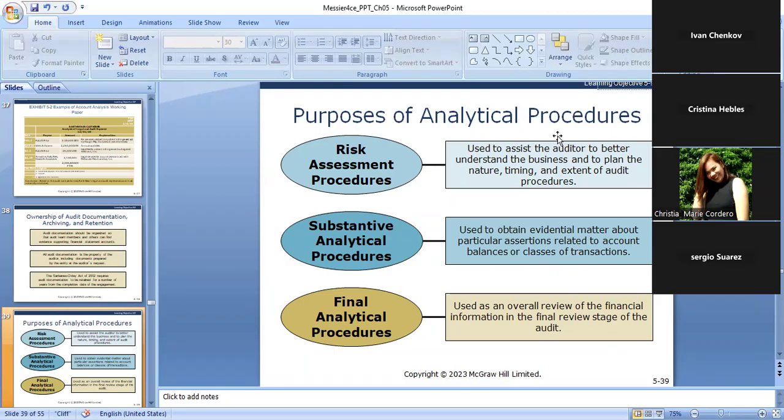Purpose of the audit procedures. Why do we need these audit procedures? First, for the risk assessment, to do the substantive analytical and final analytical procedures. Risk assessment procedures are used to assist the auditor to better understand the business, and plan the nature and timing of the audit. Substantive analytical procedures will be used to obtain evidential matter, so this is gathering the evidence. And the final analytical procedures are used for the overall review of financial information in the final review stage of the audit.